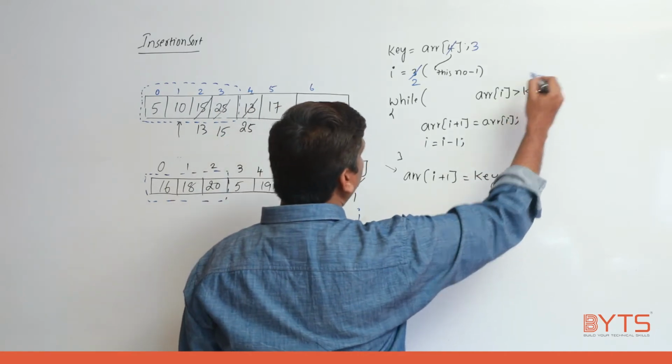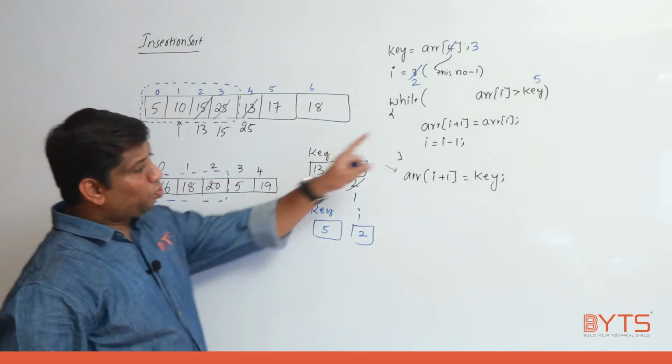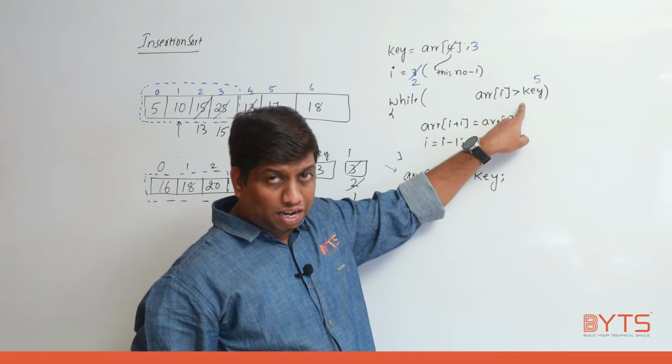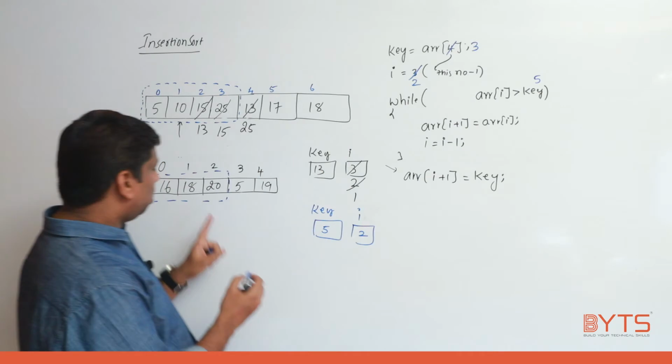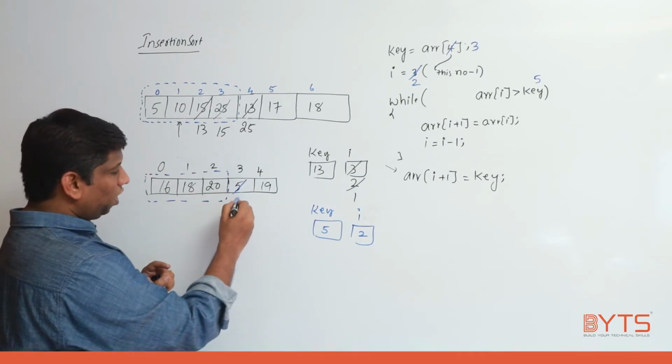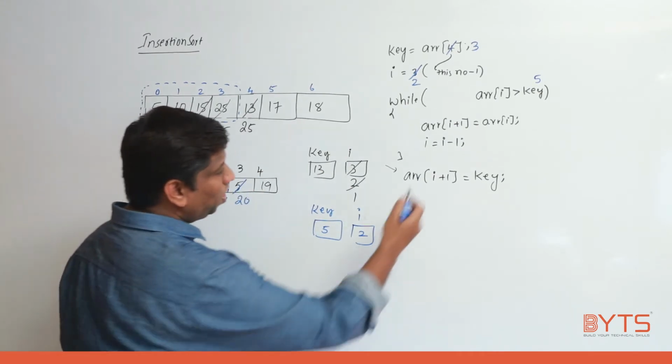Key is always 5 only for me. ARR of 2 is 20. 20 greater than 5, true. Come inside. So the 20 value should come to the next location, meaning the 20 value should come to this location, right? Came. Next, I is equal to I minus 1.